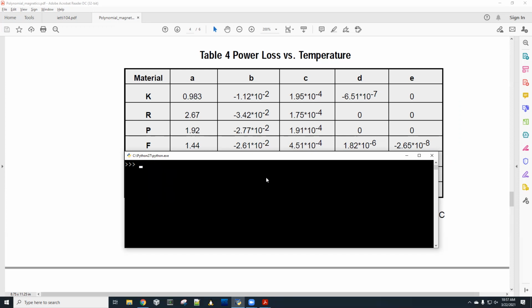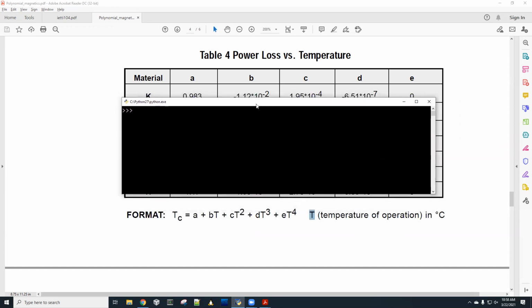And I can clear my screen here and just review them to make sure I've got them all correct. 1.44, negative 0.0261. C is 0.000451, that looks right. D is 1.82 times 10 to the minus 6. And E is negative 2.65 times 10 to the minus 8th. Great. So I've got my 5 coefficients programmed in.